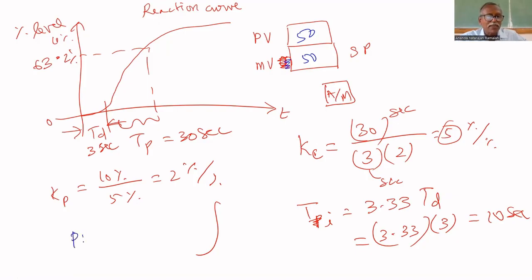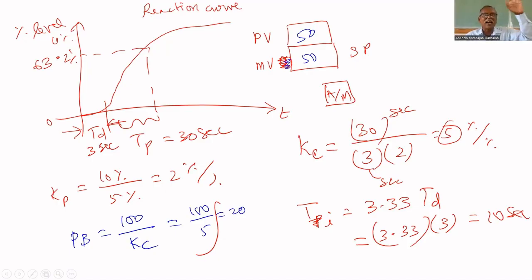The relation between PB and KC is PB equal to 100 by KC. KC, how much did you get? 5. 100 by 5 equals how much? 20. So 100 divided by 5, the KC you calculated, equals 20. You have to enter 20 for PB. You cannot enter in terms of KC. Some controllers available in the market work on KC, some work on PB. This controller works on PB, that's why you have to enter in terms of PB.